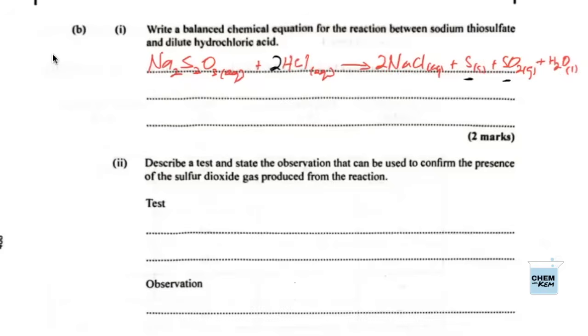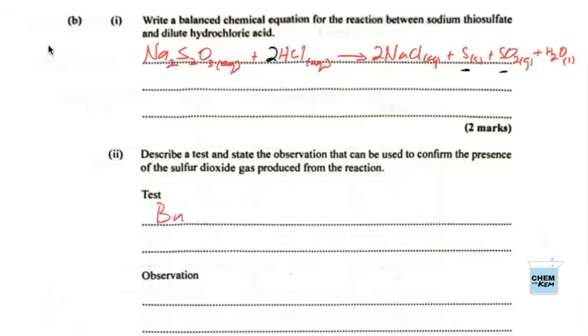Now, part 2 says, describe a test and state the observation that can be used to confirm the presence of the sulfur dioxide gas produced from the reaction. What we'll do in this case is bubble the gas in acidified potassium dichromate(VI) solution, and we note our color change. When we do that, we should get our orange solution changing to green, because sulfur dioxide is a reducing agent, and the acidified potassium dichromate(VI) solution is a very powerful known oxidizing agent. So we'll bubble the gas.